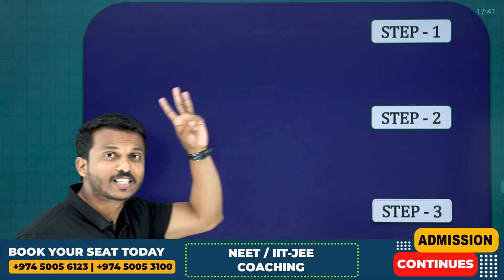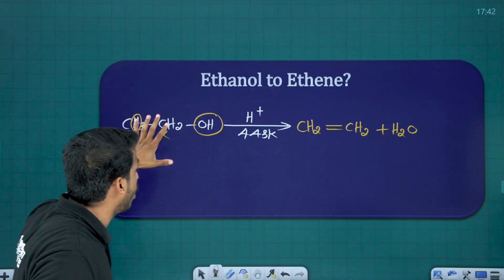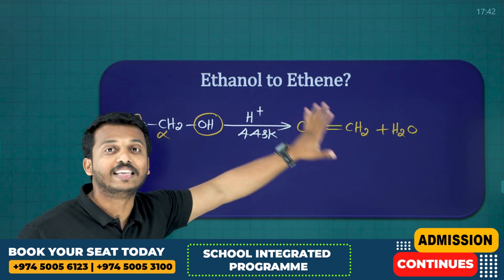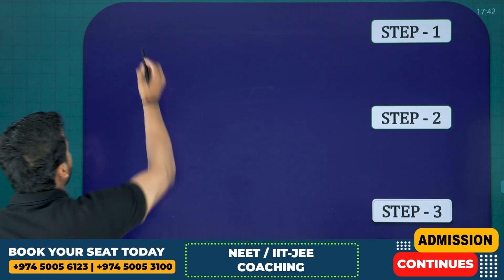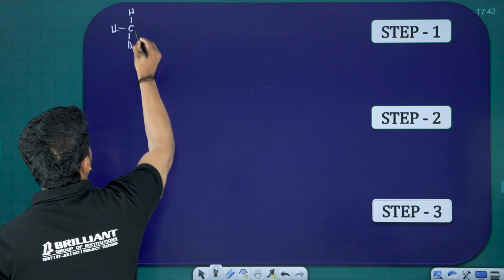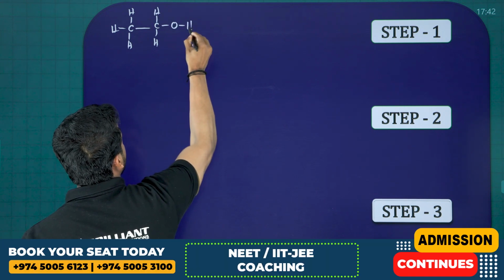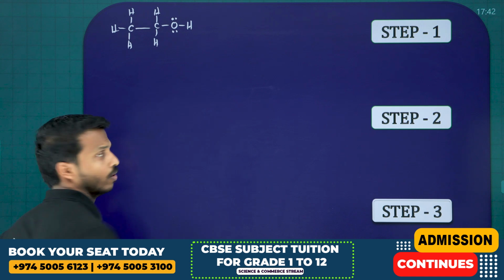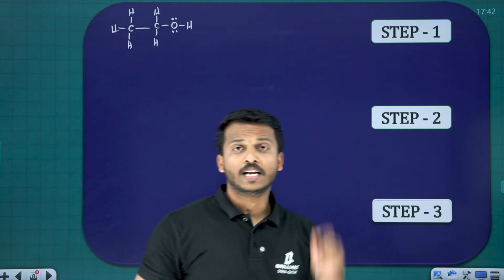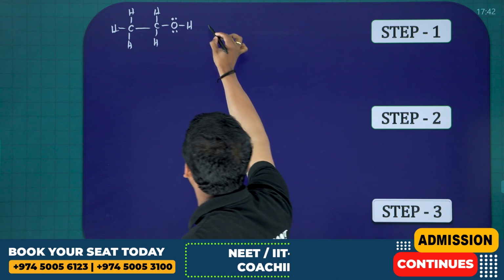Again, we have 3 steps in this one. Same mechanism, we are going to convert ethanol into ethene. Let me take ethanol first. We can write it as CH3CH2OH. That's called ethanol. Oxygen carries 2 lone pairs. CH3CH2OH is our ethanol. Okay, let us write it like this.